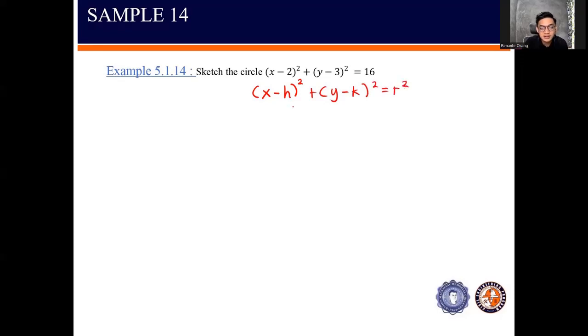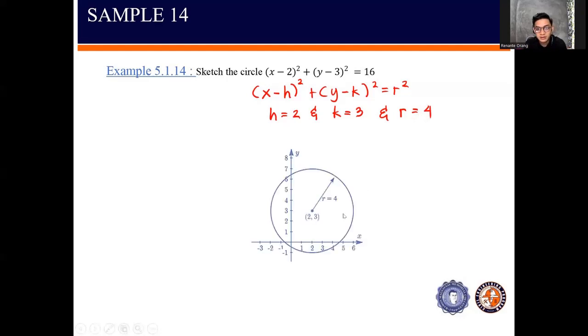So take note, class, by inspection, malalaman natin na h is equivalent to positive 2 and yung ating k is equivalent to positive 3 and yung ating radius, which is the square root of 16, which is 4. So if we will sketch this one, para siyang ganito, yan, ito yung ating center, 2 and 3, then radius natin is 4. So gawin mo lang yung radius, magsukat ka lang ng 4, then draw our circle.